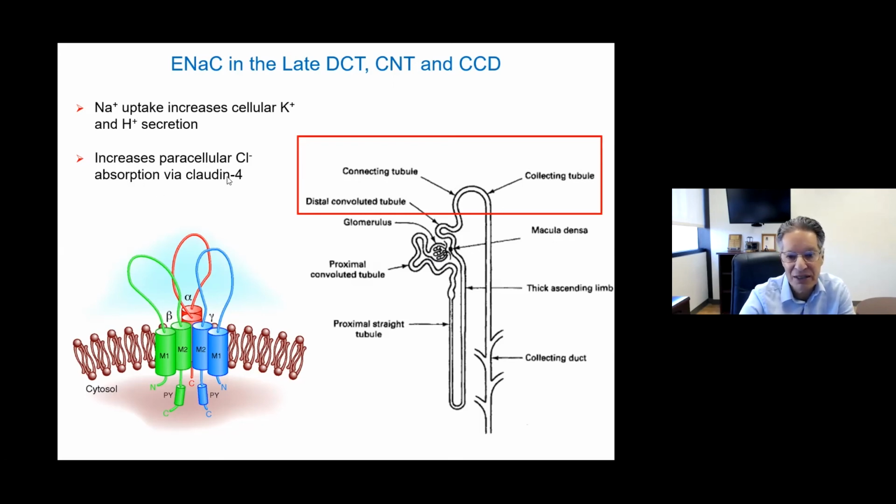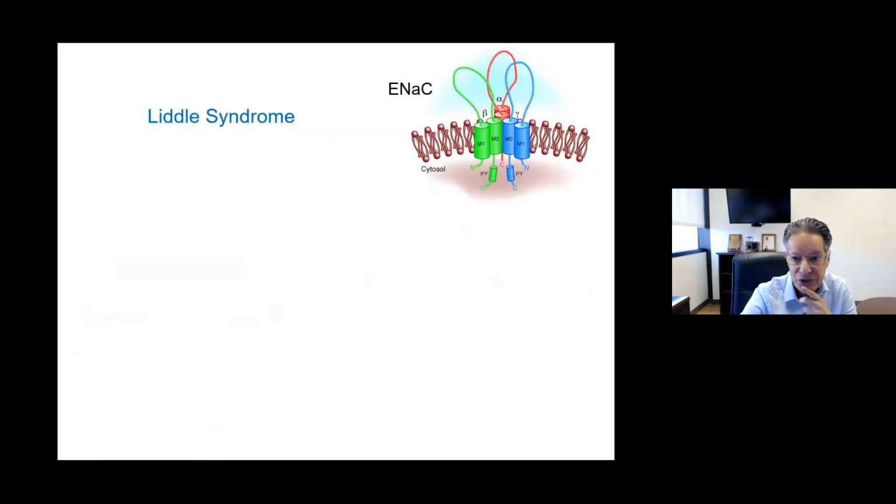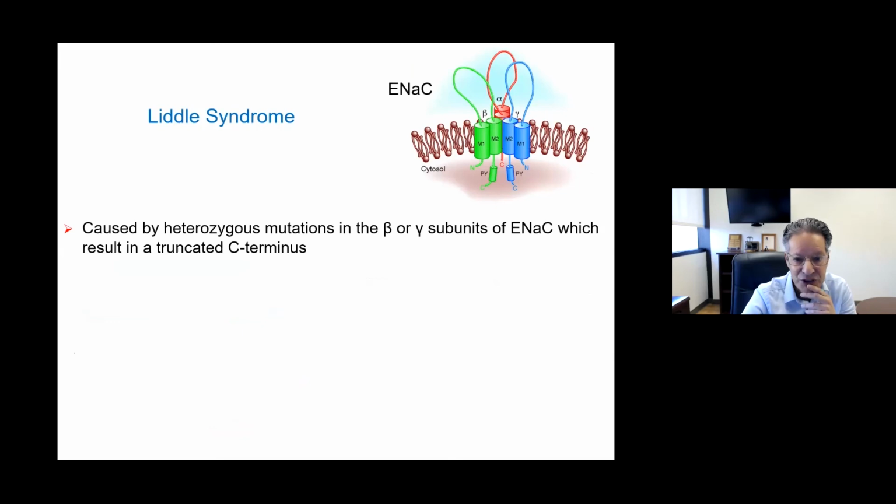The bottom line is that when ENaC works, you end up with enhanced sodium absorption, enhanced K secretion, enhanced H secretion, and enhanced chloride absorption. And you can predict everything you're going to get. You're going to get hypokalemia, you're going to get a metabolic alkalosis, and you're going to get volume expansion and hypertension. So what is Little syndrome? As I mentioned, Little syndrome is caused by mutations in the beta or gamma subunit, not the alpha subunit, which truncates the C terminus in the cytoplasm.